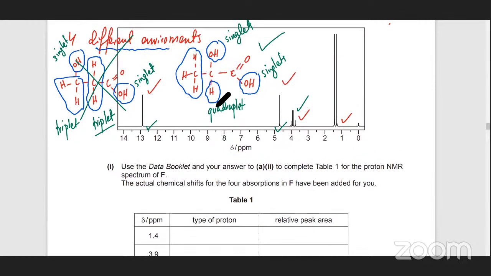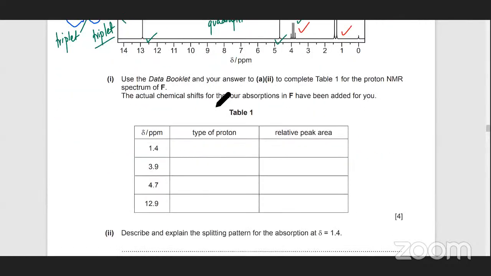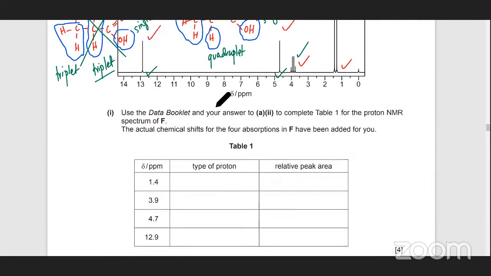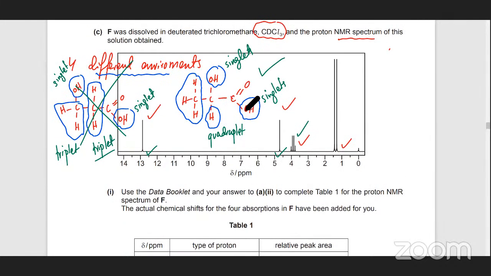और फिर आपने data booklet से match करना है. उसने कहा है कि ये चारों peaks को identify करो. तो we've already identified कि जो 4 के ऊपर जो थी, that was the quadruplet because of this thing, ये वाला. ये जो doublet आ रही है वो इसकी आ रही है क्योंकि इसके neighborhood में there is one hydrogen. So that's a doublet. और फिर 2 singlets आ रही है, एक OH की वजह से, एक और OH की वजह से.